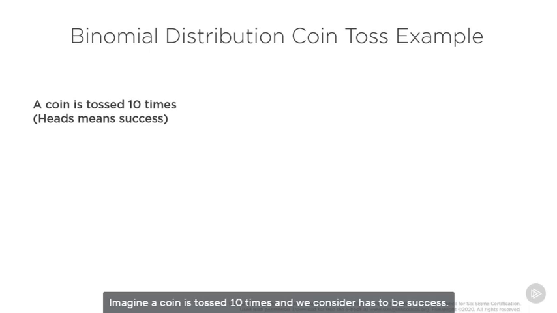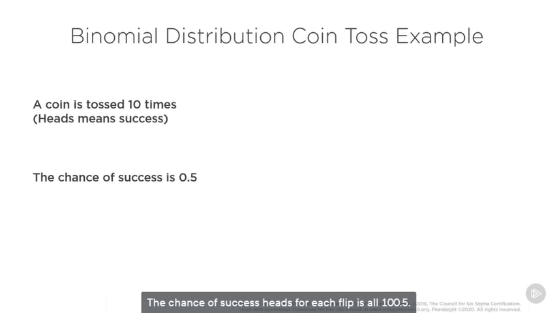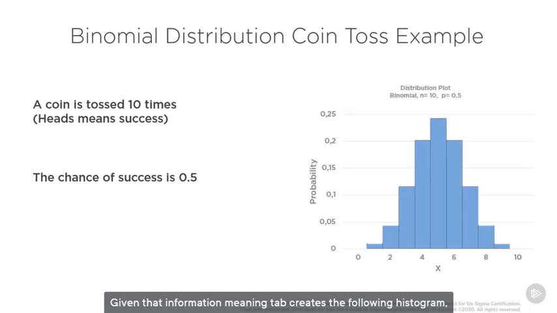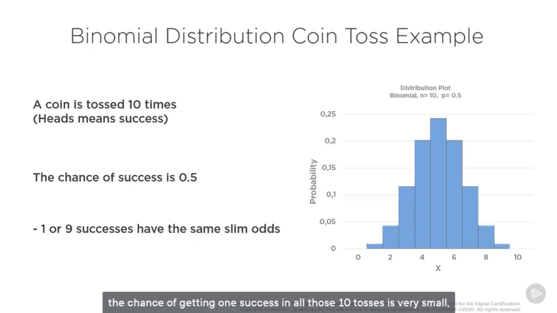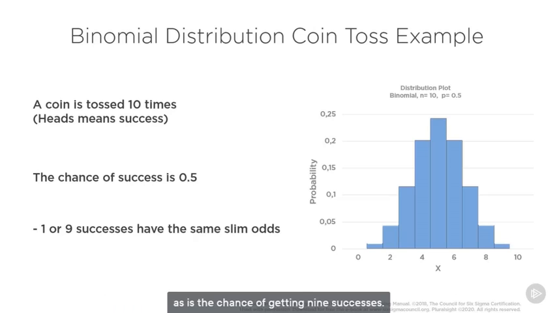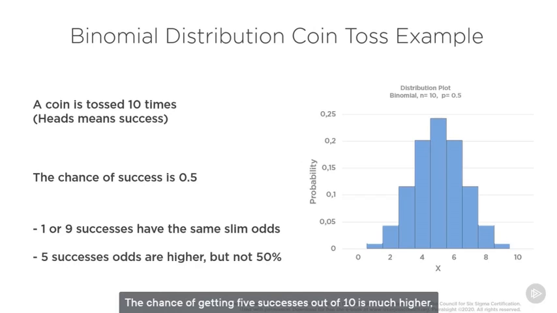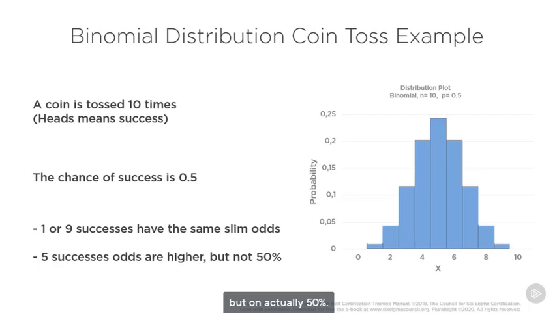For this example, imagine a coin is tossed 10 times and we consider heads to be success. The chance of success, heads, for each flip is 0.5. Given that information, Minitab creates the following histogram. This graph shows that if we toss the coin 10 times, the chance of getting 1 success in all those 10 tosses is very small, as is the chance of getting 9 successes. The chance of getting 5 successes out of 10 is much higher, but not actually 50%.